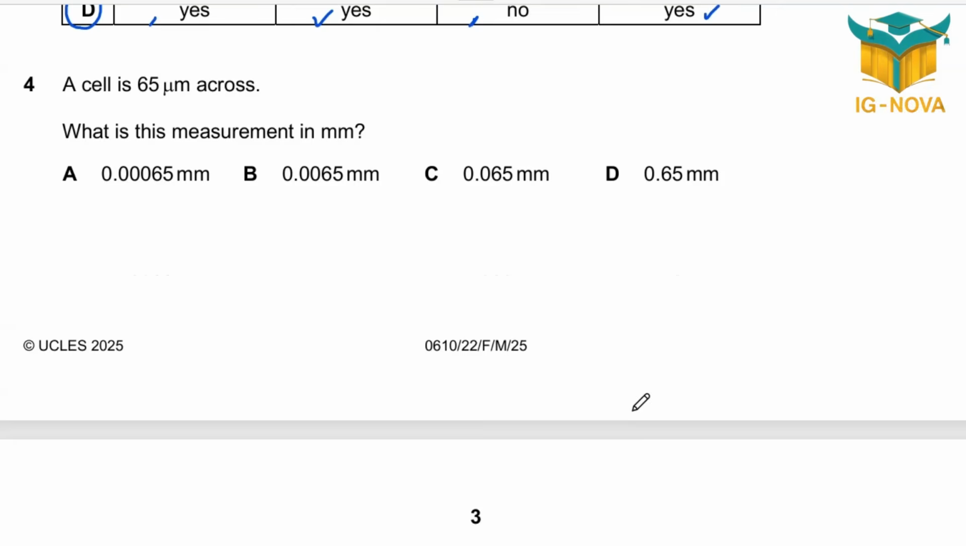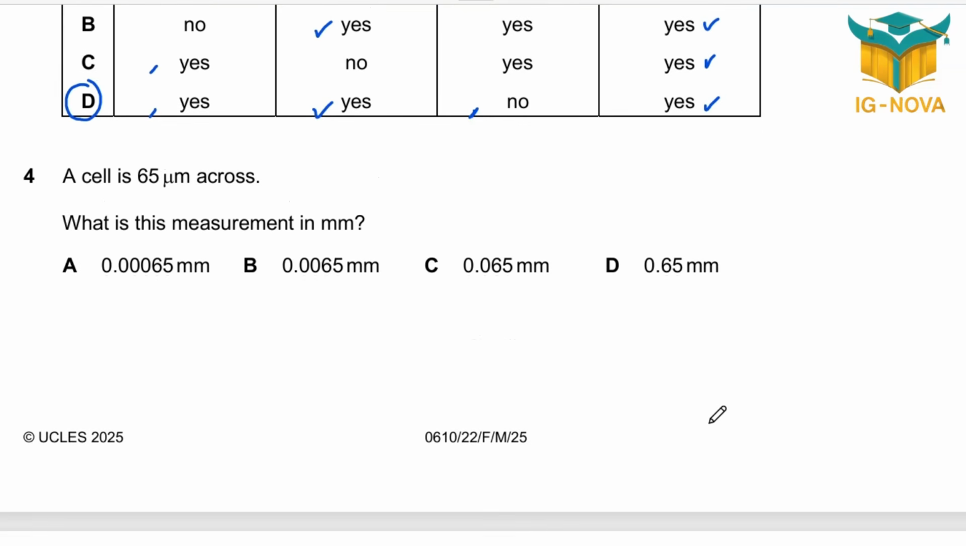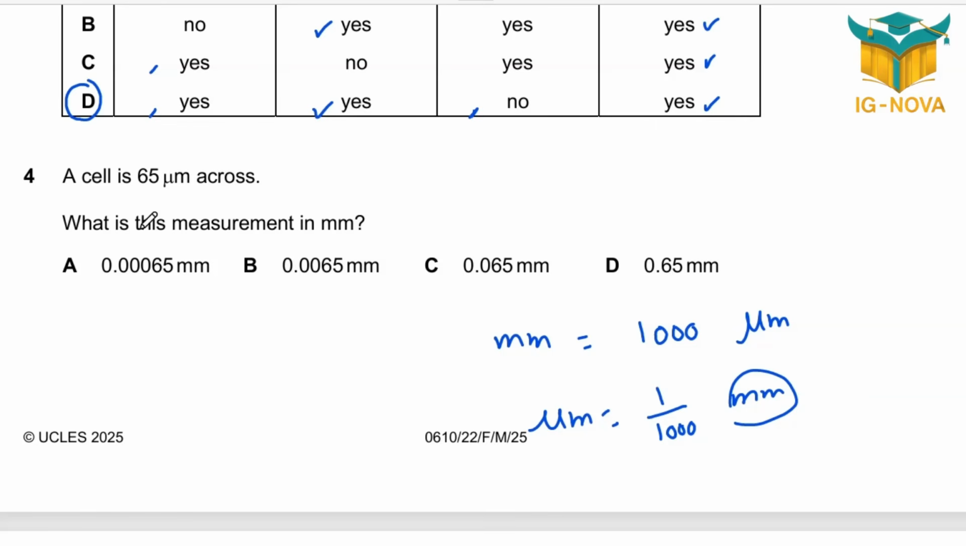A cell 65 micrometer across was measured in millimeter. To change millimeter into micrometer, you have to multiply by 1000, and to change micrometer into millimeter, you have to divide by 1000. So we need to find this value in millimeter. So divide 65 by 1000. Let me find my calculator. You can pause the video and start your mathematical working. Divided by 1000, 0.065. 0.065 millimeter.